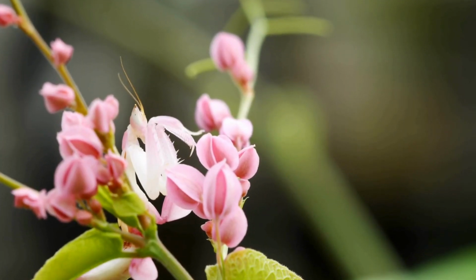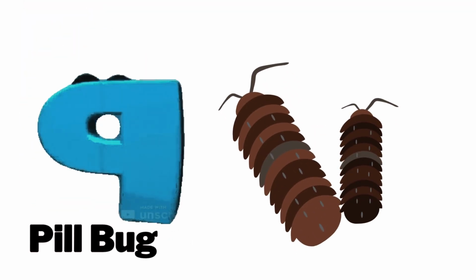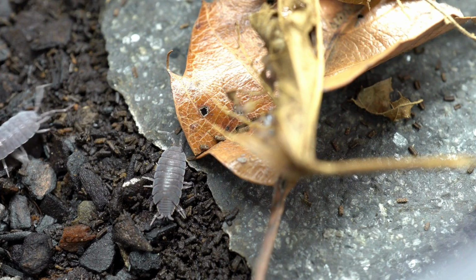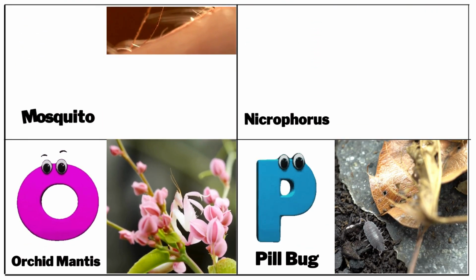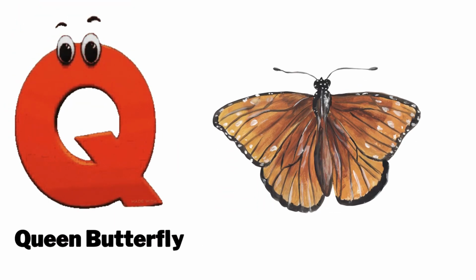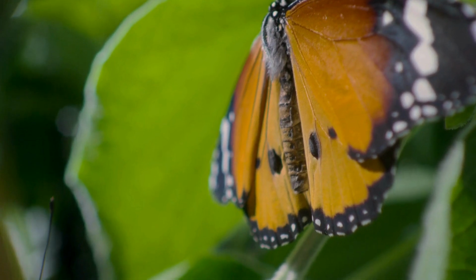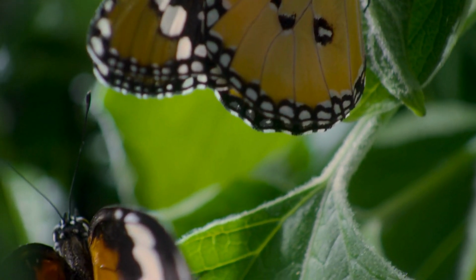O is for orchid mantis. Orchid mantis. P is for pillbug. Pillbug. Q is for queen butterfly. Queen butterfly.